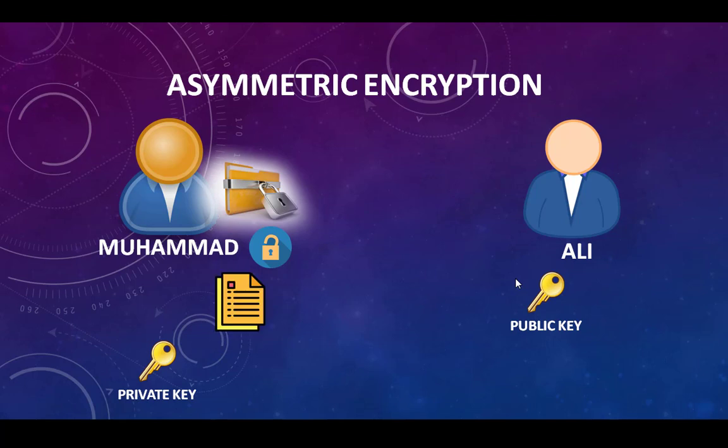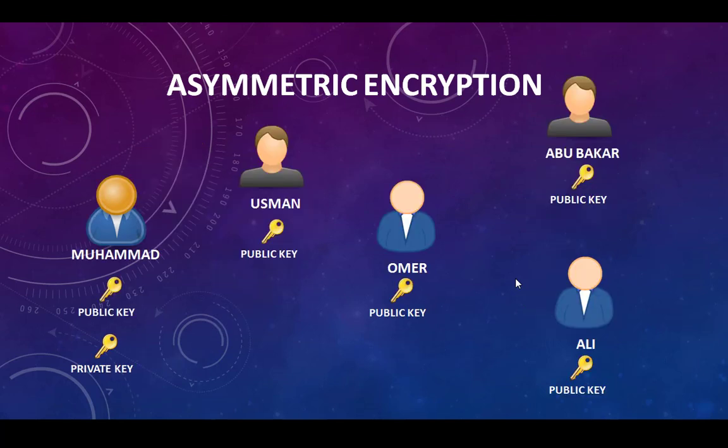I hope you got the concept. Now, as I told you, the public key can be shared by any person, like Ali, Abu Bakr, Umar and Usman. They are the four people who have the public key, and they can exchange their public key with everyone. Muhammad can exchange his public key with all of these people, and Ali can share his public key with all of the other people. Abu Bakr can share his public key with all of the other people.